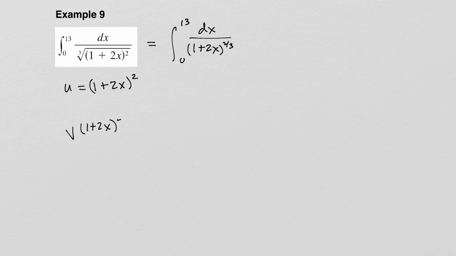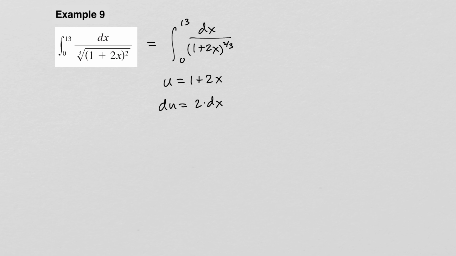So what you want to do with your u substitutions is keep them as simple as possible if you can. So let's let u equal 1 plus 2x. du would be 2 times dx, so everything is good there. Now, I don't have a 2 in front of my dx, so let's go ahead and put a 2. And then, of course, we will put a 1/2 on the outside to cancel that. So now we have 1/2 integral 2 dx is du, and in the bottom we have u to the 2/3.